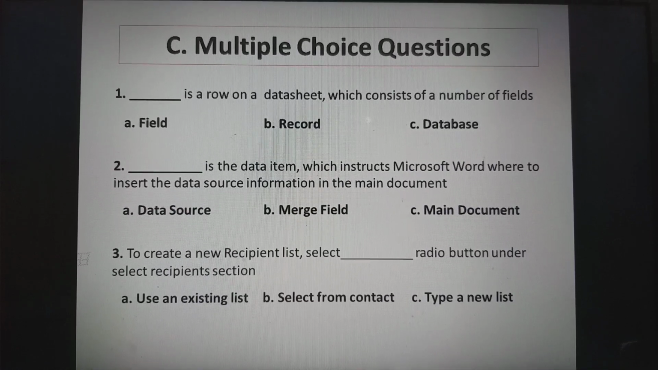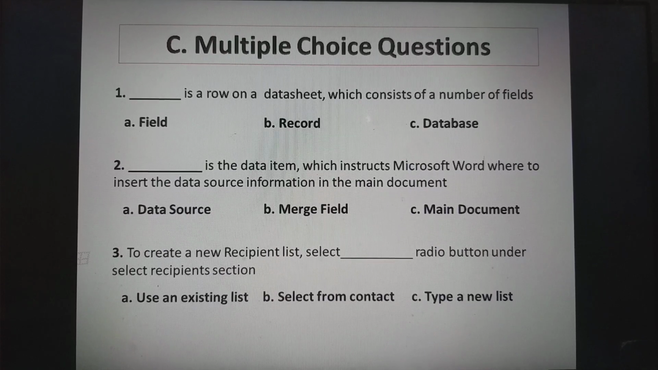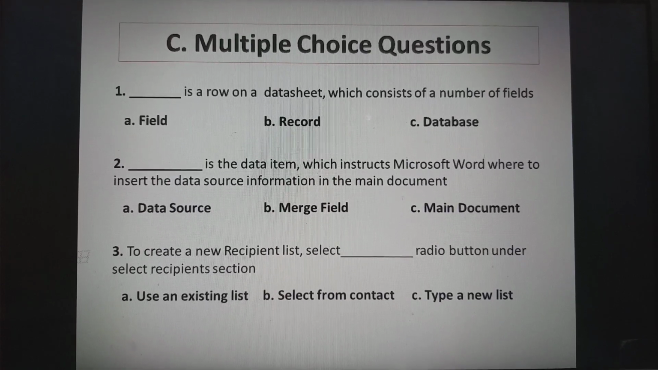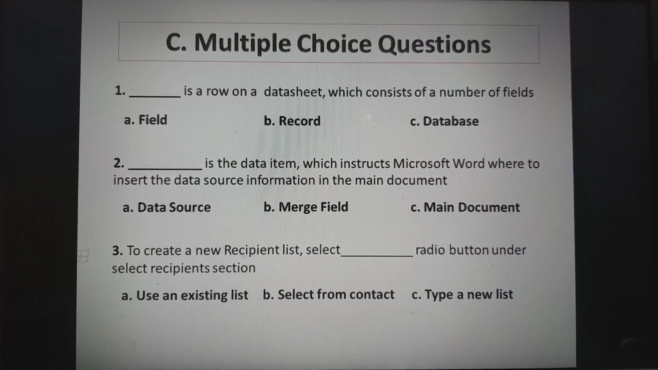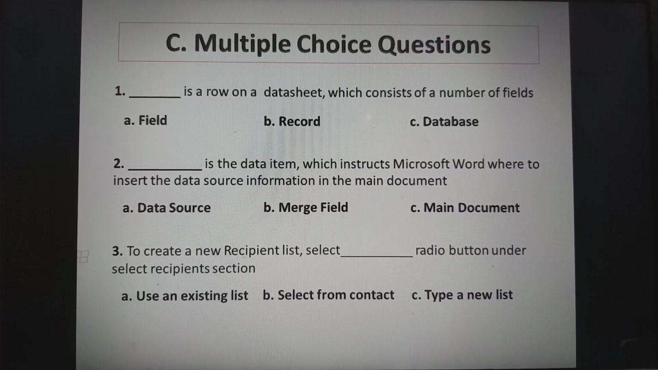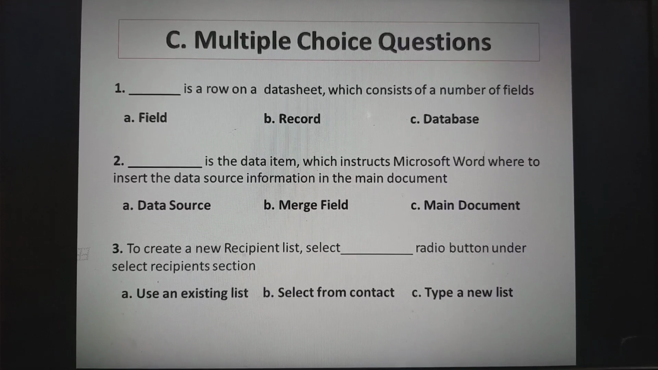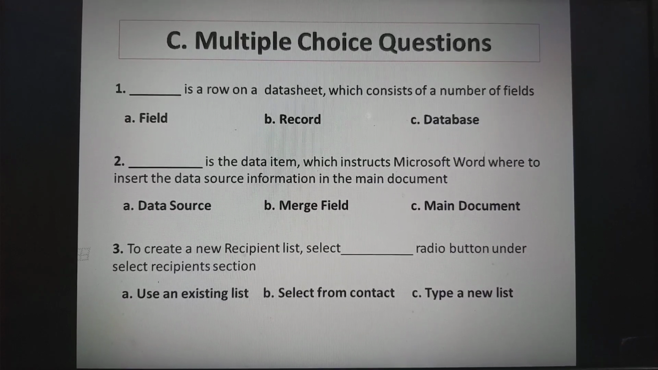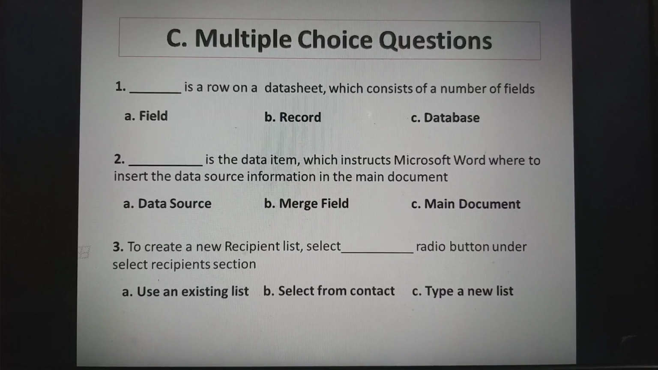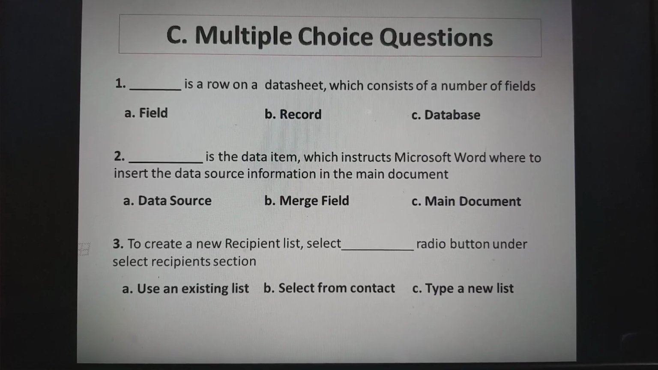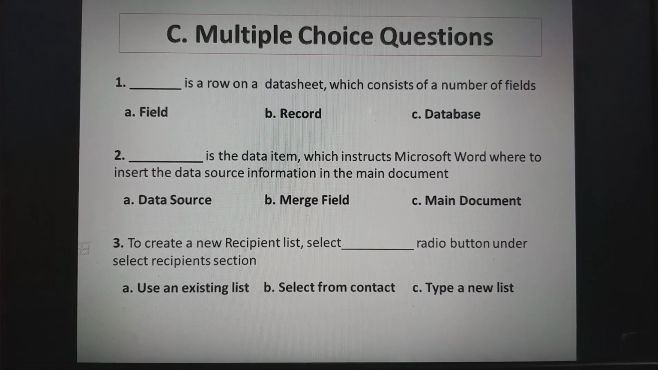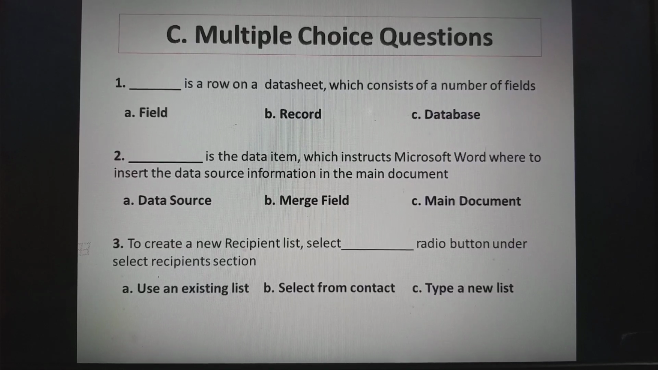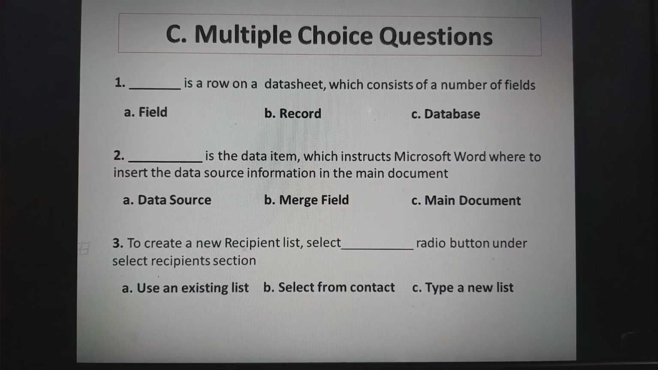Now see number 2. Dash is the data item which instructs Microsoft Word where to insert the data source information in the main document. The options are data source, merge field, main document. So the correct option will be merge field, because through merge field we can insert data to send the letter to different addresses.